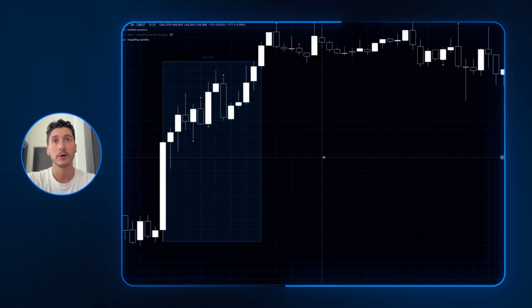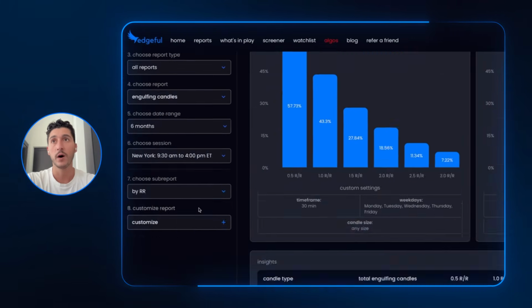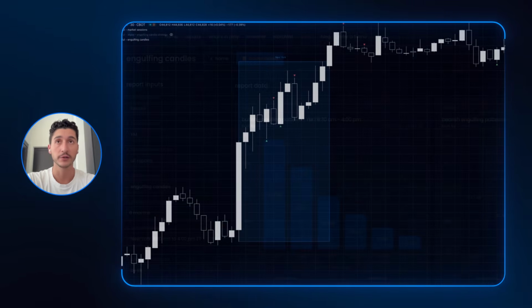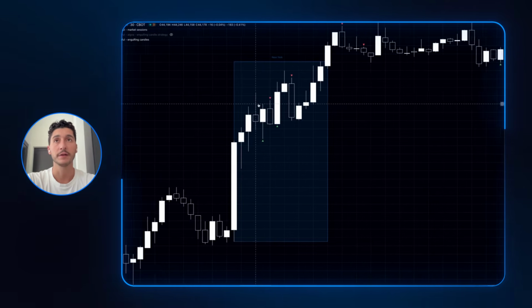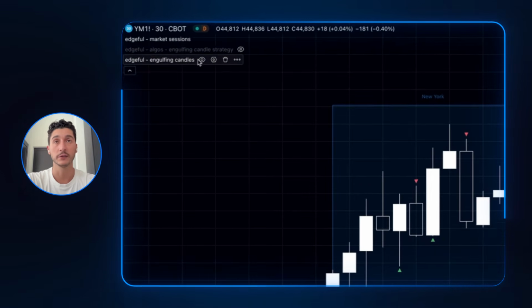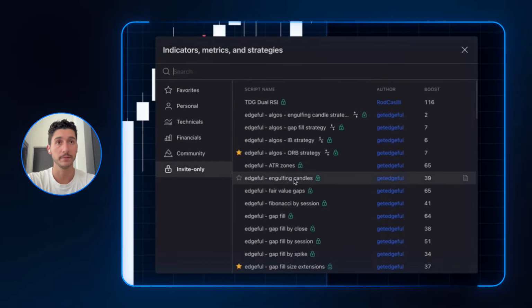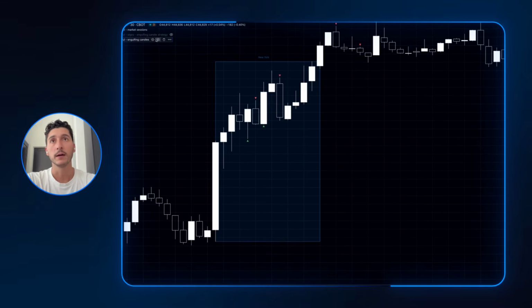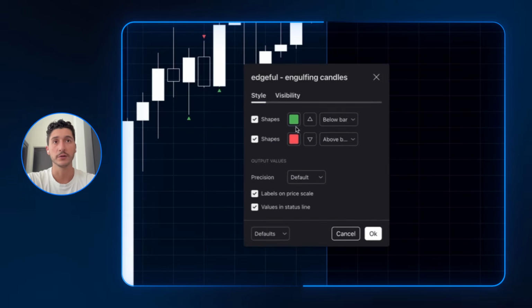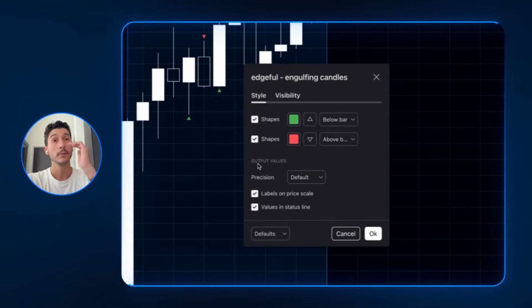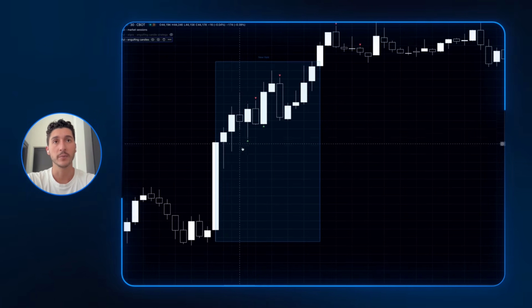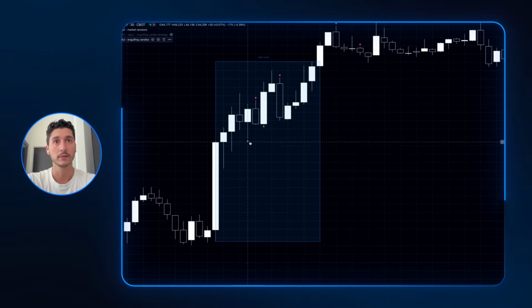So let's look, we're looking at YM in the New York session in the last 6 months here. Let's look right over here at this day. I'm using the engulfing candles indicator that is part of your edgeful plan. It's right over here, and I'm going to go to the settings. You can change the colors, whatever else. There's not too much customization, to be honest. But you can see right here we have a bullish engulfing because there's a green little arrow.